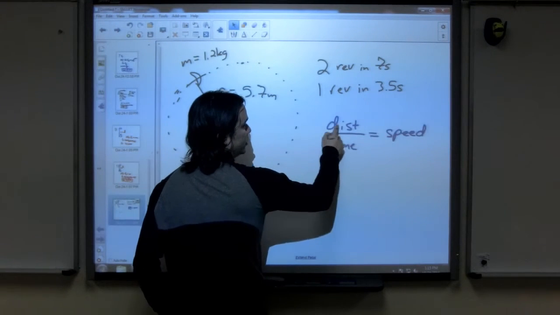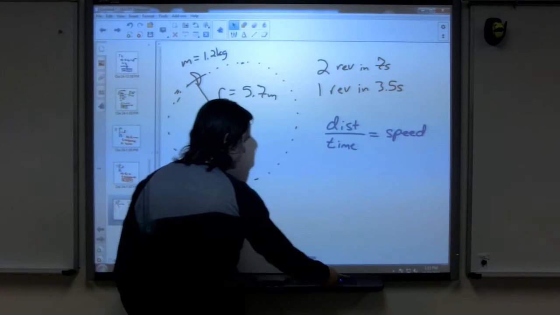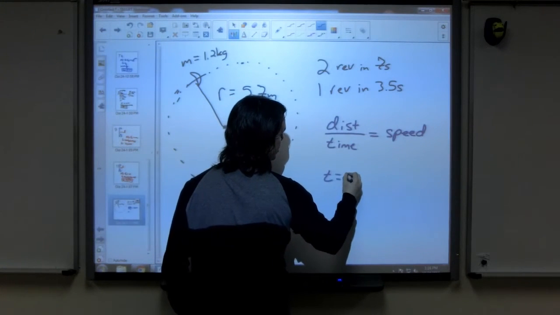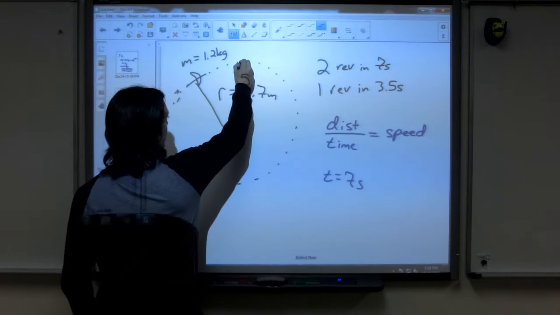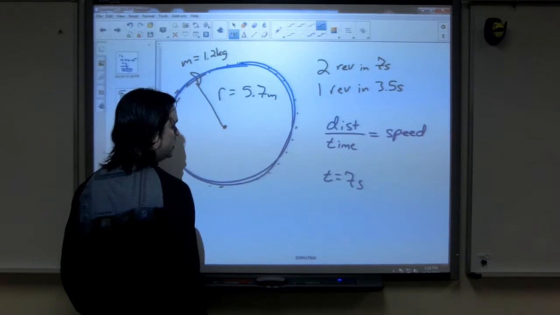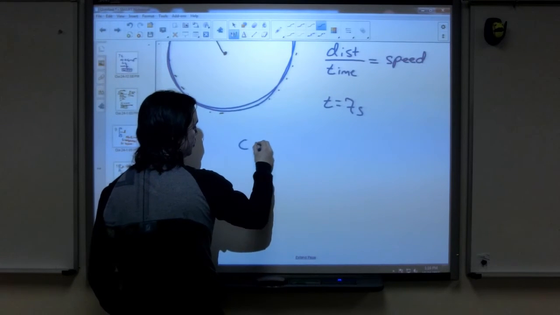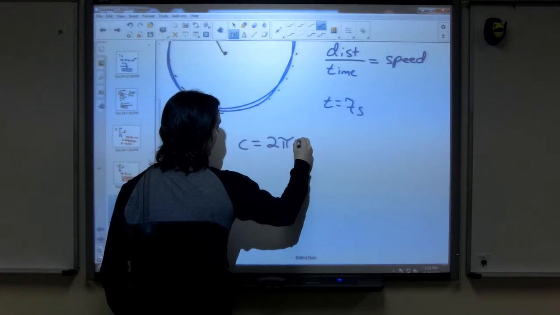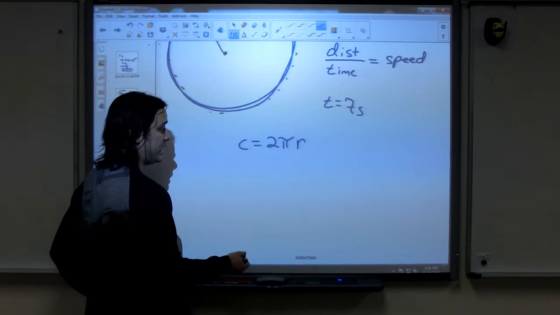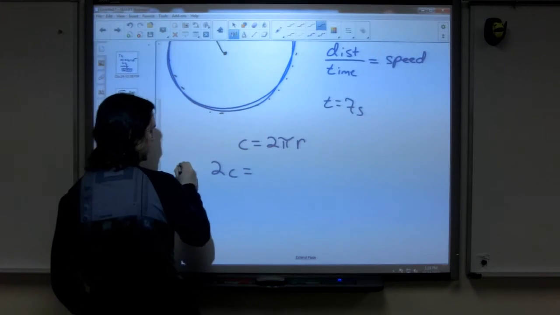And we can find our speed by doing distance divided by time, because this thing is not speeding up nor slowing down. All right. What we need is a distance. Well, we know that in 7 seconds, our time, it goes 2 revolutions. Well, the distance around this is actually going to be the circumference. So the circumference of a circle is equal to 2 pi r, or 2 times r is our diameter. The circumference is diameter times pi. Now, we know that it's actually going 2 times the circumference in 7 seconds.